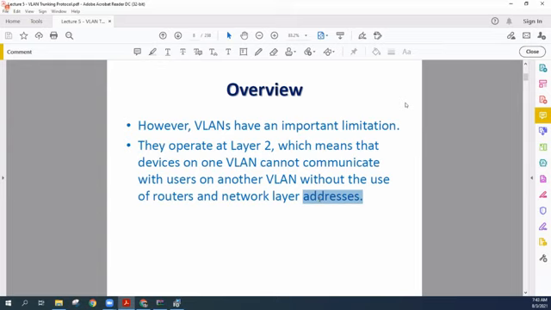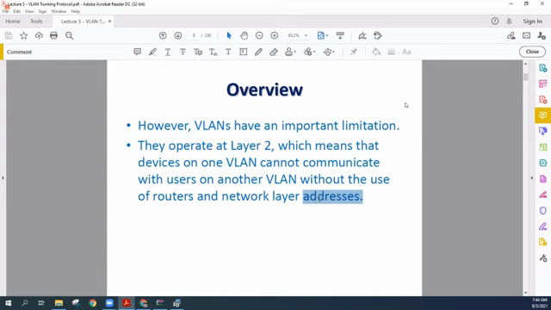VLAN 10 cannot communicate with VLAN 20, because VLAN 10 is one network and VLAN 20 is another network. Those two are not connected. If we want to connect them, we follow the way we would connect, say, LAN 10 with LAN 20, with no virtual, right? LAN 10 is one physical switch, LAN 20 is another physical switch, and multiple computers are connected to the LAN 10 switch and the LAN 20 switch.